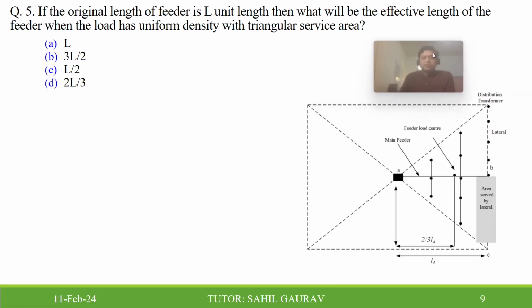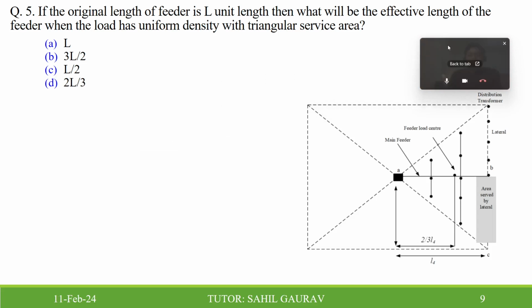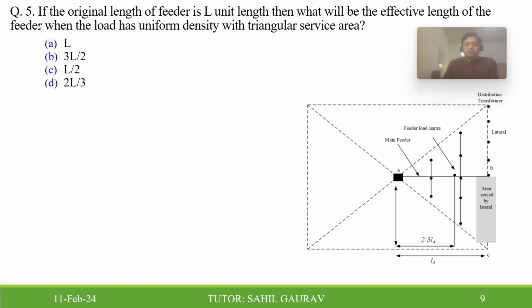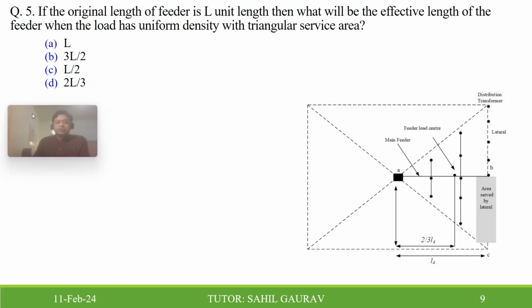So let us see the next problem, and I hope everyone can answer this problem. So this is problem number 5. In this problem, if the original length of the feeder is L unit length, then what will be the effective length of the feeder when the load has uniform load density with triangular service area?